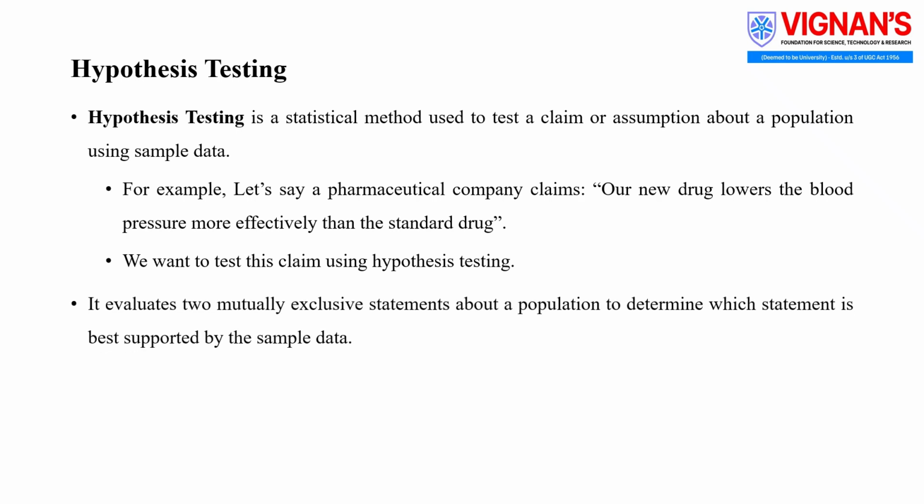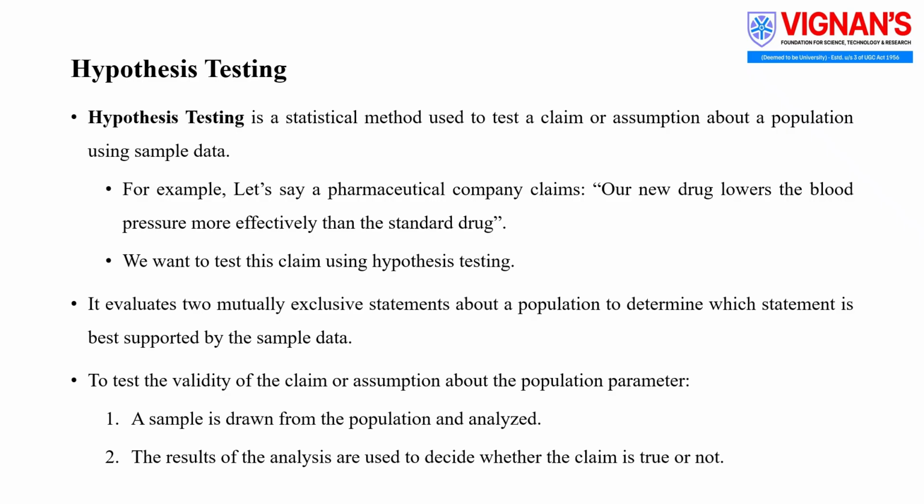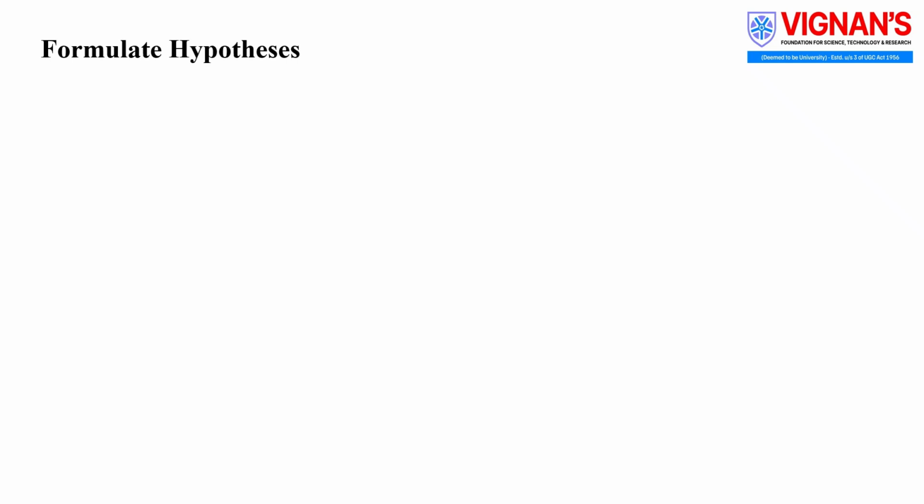Hypothesis testing evaluates two mutually exclusive statements about the population. These statements help us determine which one is better supported by the sample data. To test the validity of any claim, we first collect a sample from the population. Next, we analyze this sample. Finally, we use the results of the analysis to decide whether the original claim is supported or rejected. In simple words, hypothesis testing helps us decide if the evidence from the sample is strong enough to believe the claim about the population. Now let's discuss formulating hypotheses.